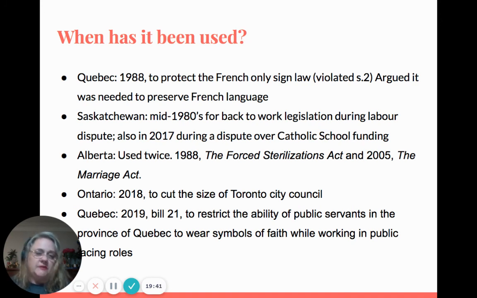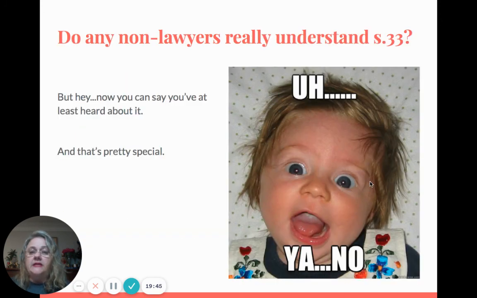And we'll head to the Supreme Court in the next couple of years, and you guys will get to watch that unfold. So here's the thing. Do any non-lawyers really understand Section 33? Really? No. The average Canadian probably couldn't even tell you what Section 33 was about. So now look at you. You're in grade 11 law, and you can say you've actually heard of it and that you maybe have a vague understanding of what it means. That's really all I'm going for here.